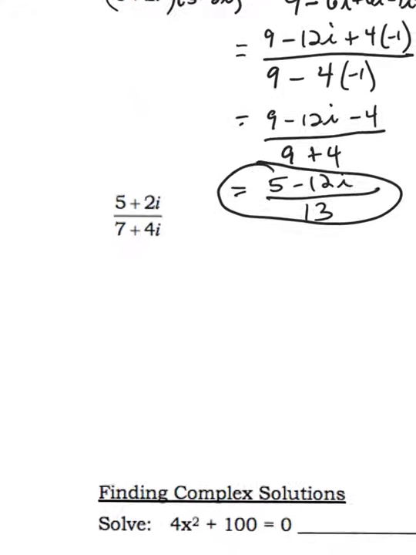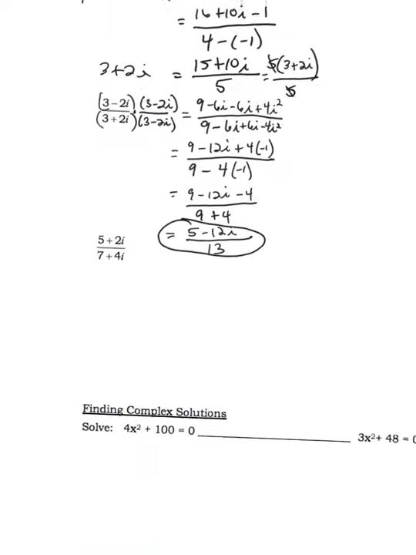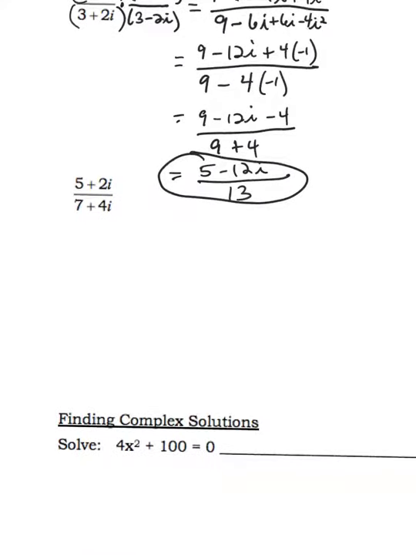Okay, we have a third example. Sorry that this is so wackadoodle. The third example has (5 + 2i) over (7 + 4i). The conjugate that we're going to be multiplying everything by is 7 minus 4i.